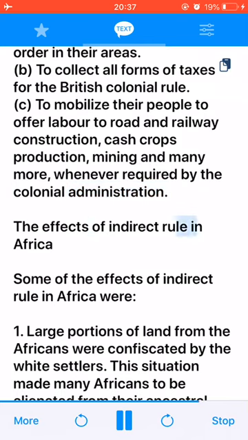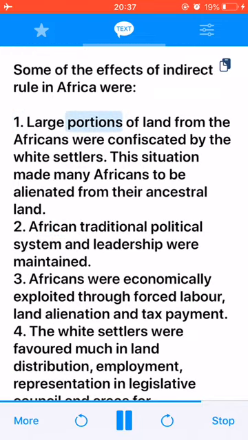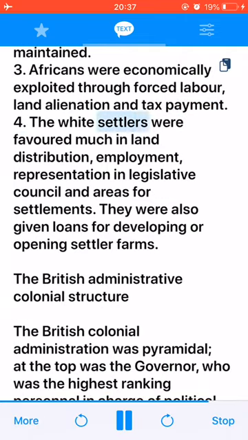The effects of indirect rule in Africa. Some of the effects of indirect rule in Africa were: 1. Large portions of land from the Africans were confiscated by the white settlers. This situation made many Africans alienated from their ancestral land. 2. African traditional political system and leadership were maintained. 3. Africans were economically exploited through forced labor, land alienation and tax payment. 4. The white settlers were favored much in land distribution, employment, representation in the legislative council and areas for settlements. They were also given loans for developing or opening settler farms.